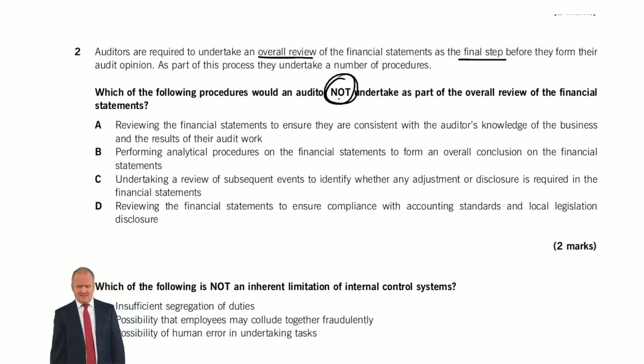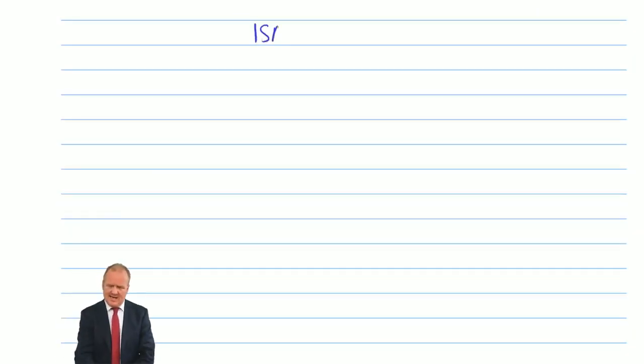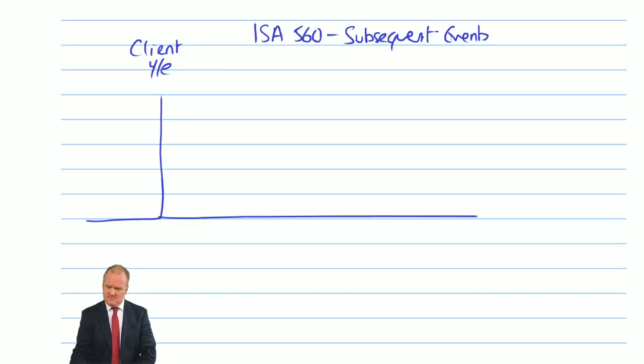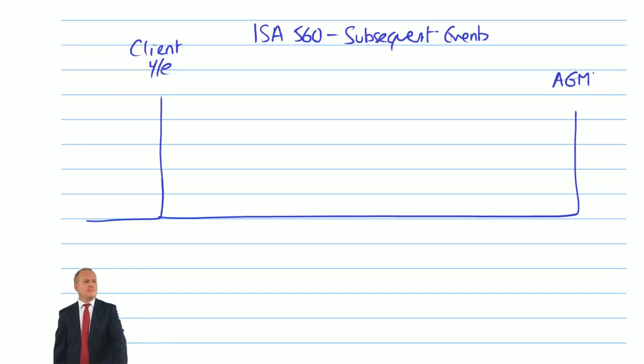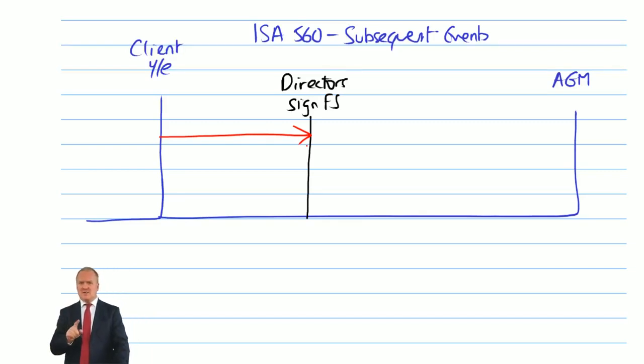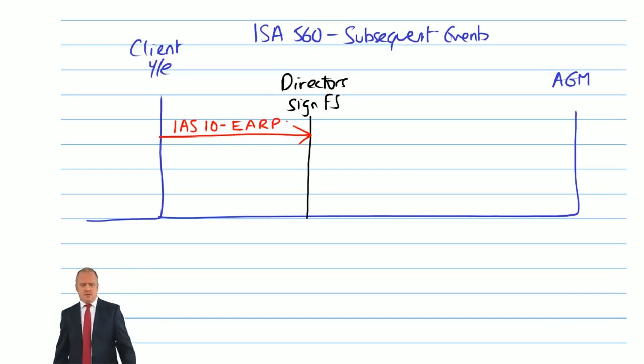Undertake a review of subsequent events to identify whether any adjustment or disclosure is required in the financial statements. You might remember that when we looked at ISA 560, subsequent events, I drew a diagram. Client, year end, AGM, and I said that we have an issue here because if that's the date the directors will sign the financial statements, in between the client's year end and the date the directors sign, Accounting Standard 10 events after the reporting period are occurring. They are part of subsequent events.